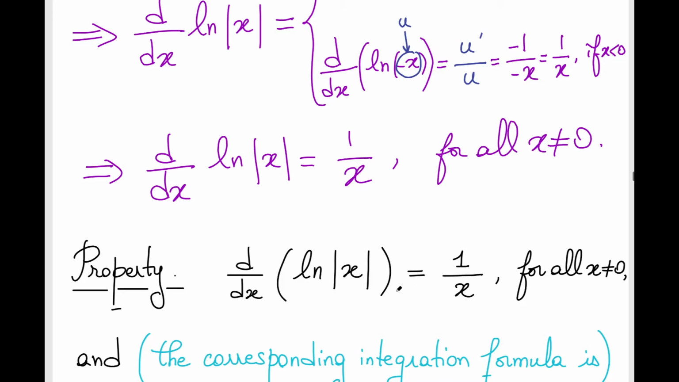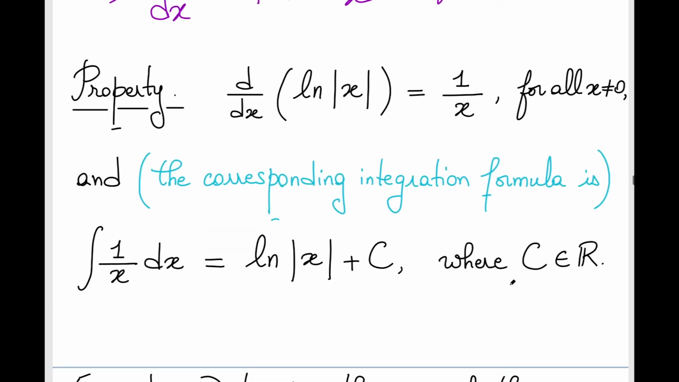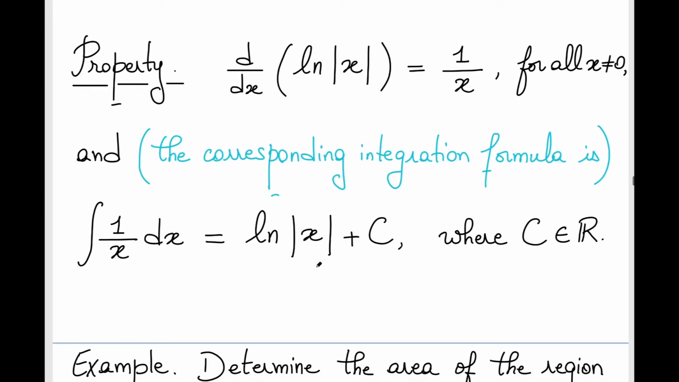Okay. All right, and since we know that the derivative of ln of absolute value of x is 1 over x, now if you integrate this, you should get back that plus a constant, right? So we have the corresponding integration formula, which is this. If you integrate 1 over x with respect to x, you get ln of absolute value of x plus c. Make sense? Obviously, x cannot be 0. Okay.